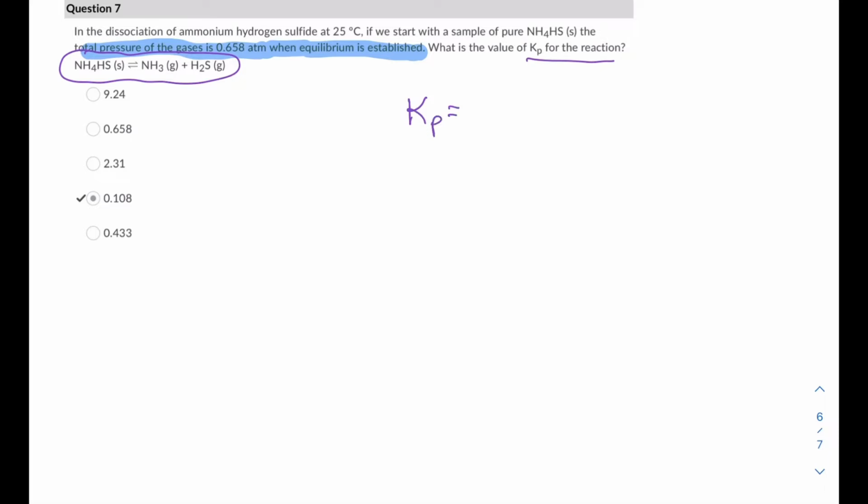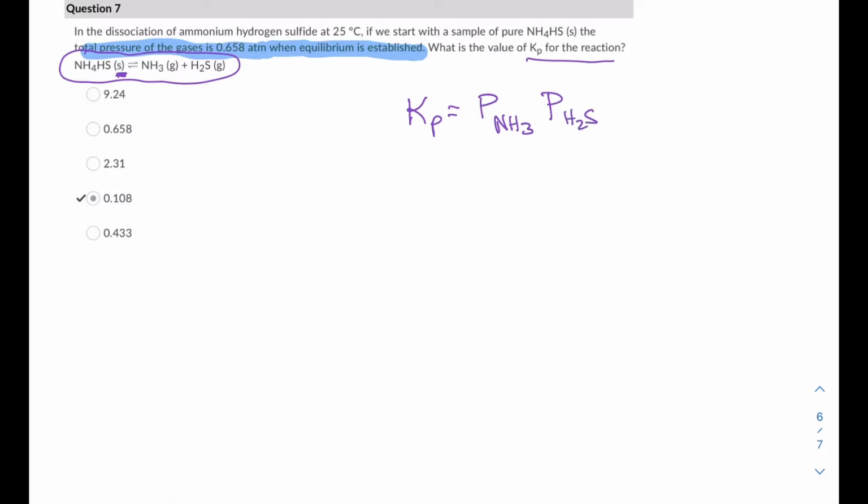All right. The equilibrium constant is products over reactants raised to the stoichiometric coefficients. If we're doing this in terms of pressures, then I only include the gases. I would never include a solid in an equilibrium constant anyway. And so this is the partial pressure of ammonia times the partial pressure of H2S.